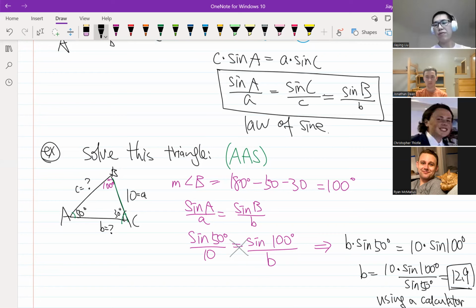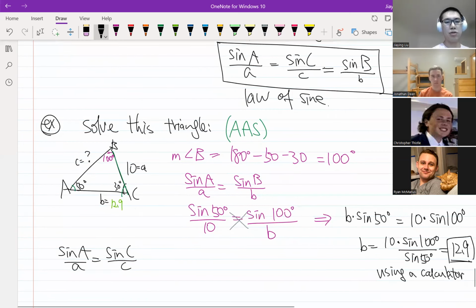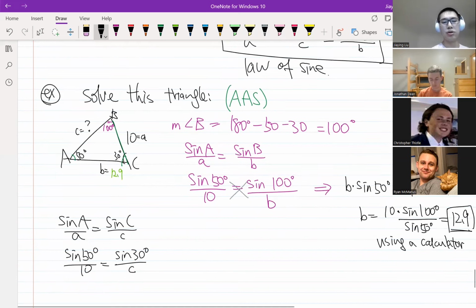So now we found b is 12.9. So let me put it here. So this is 12.9. How do we find the missing side c? We're going to use the same trick. We're going to have to set up a proportion. So you can use sine B or sine A. I'm going to use sine A over a equals sine C over lowercase c. So that's going to be sine 50 degrees over 10 equals sine 30 degrees over lowercase c, which we don't know. We can solve for it.